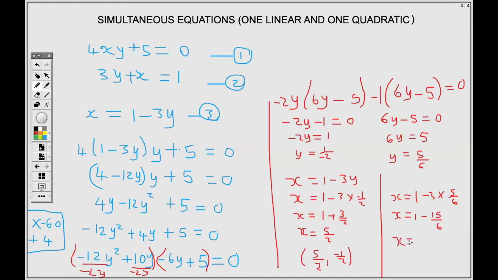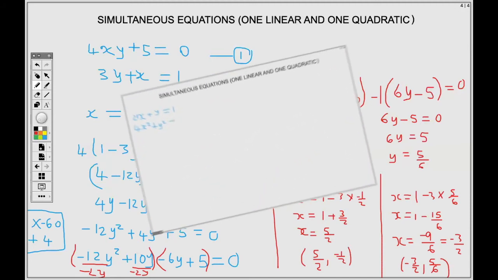Finding out the value of x, I can work with fraction or decimal. My answer, 1 minus 15 over 6, that will be negative 9 over 6. And this can be reduced, so my answer is negative 3 over 2. So it means my next set of solution is negative 3 over 2 and 5 over 6. And that's it. We have two sets of answers for this simultaneous equation.